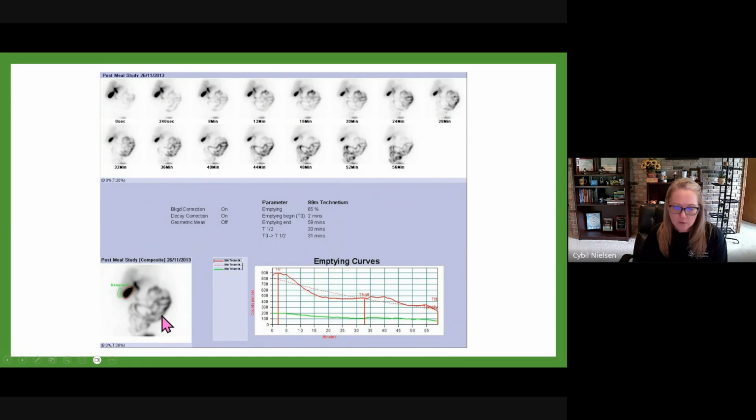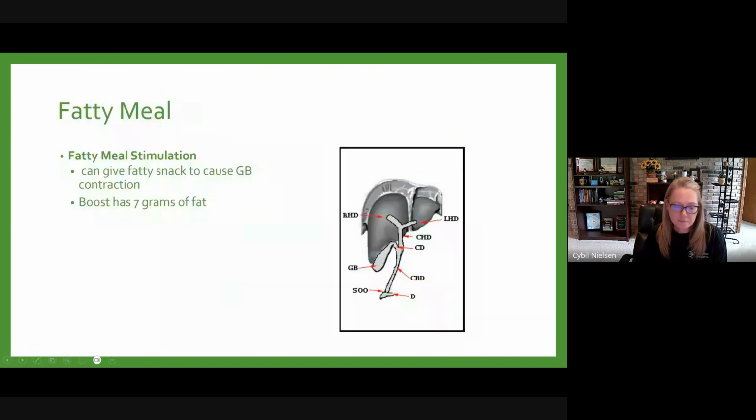All right, so this is what it looks like. You get a time activity curve, gallbladder emptying, region of interest is drawn around the gallbladder. We can also give a fatty meal instead of CCK. So if we give Boost, Boost has 7 grams of fat in it, and that's the same amount of fat that would cause your body to produce that equivalent CCK.